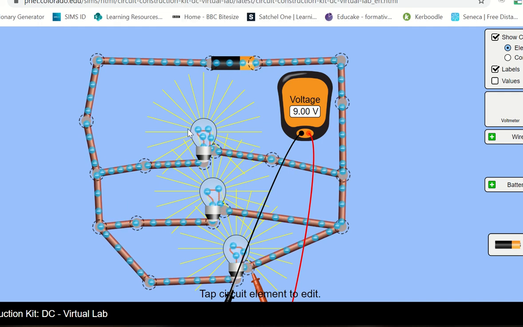And once again, the summary, the voltage supplied by the battery on a parallel circuit is the same for each of those different loops.